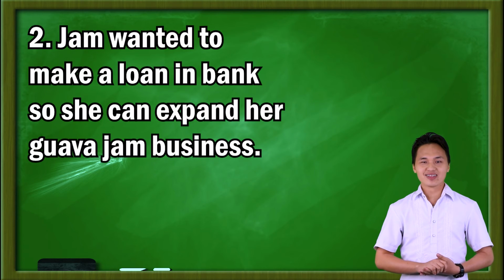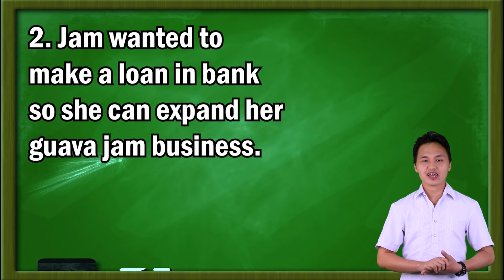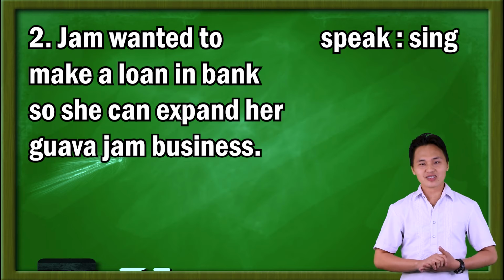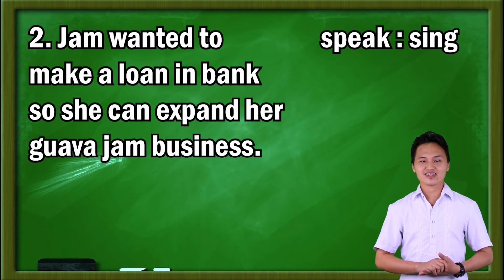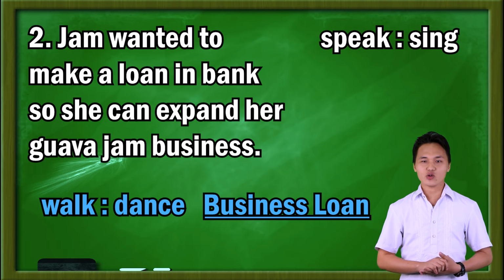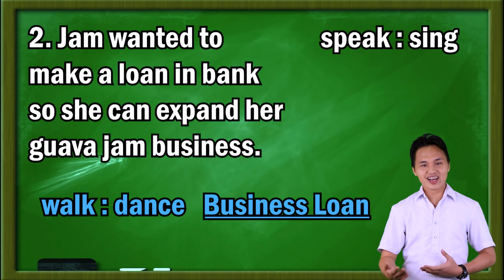Now it's your turn. Jam wanted to make a loan in a bank so she can expand her guava jam business. We have speak is to sing. The answer is walk is to dance. Hence, it is a business loan. Did you get the correct answer? Good.